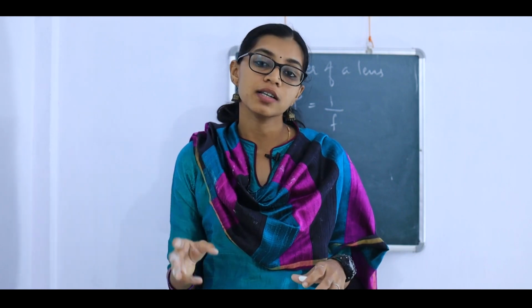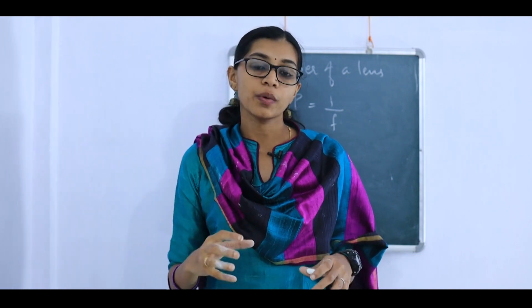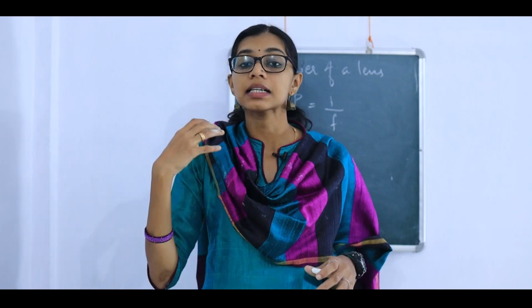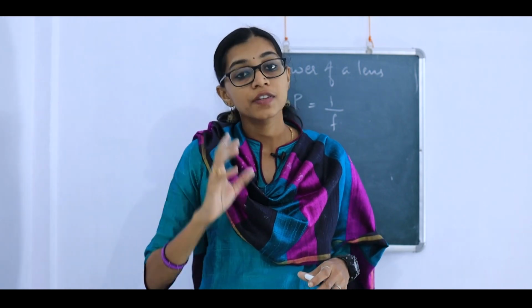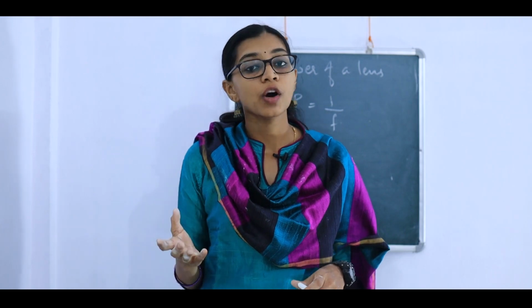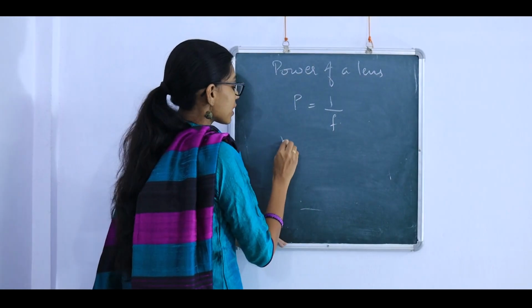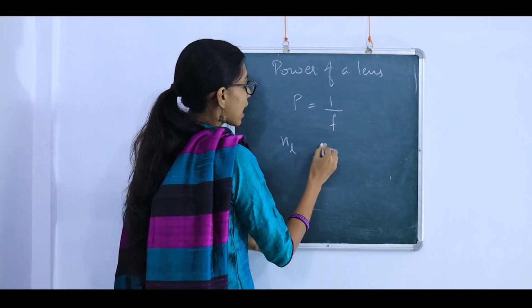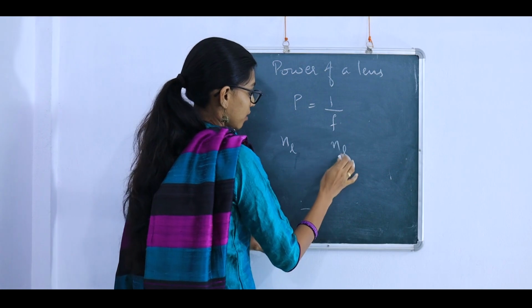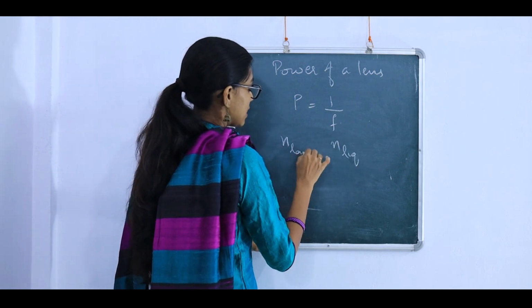Now, the third option is you are placing it in a liquid whose refractive index is greater than that of the lens. If it is greater than that of the lens, then what happens? The nature of the lens itself changes. A convex lens starts acting as a concave lens. So, three options. Let me write the refractive index of the lens and the refractive index of the liquid.